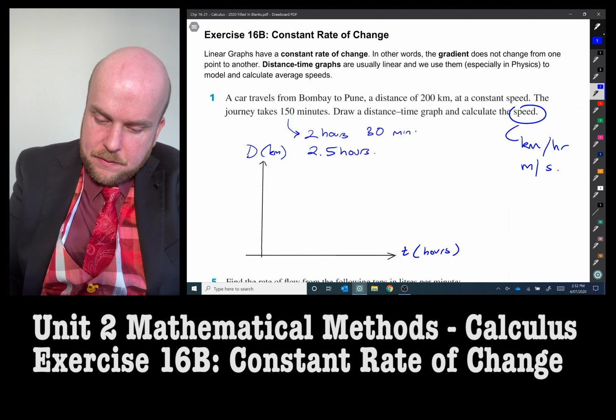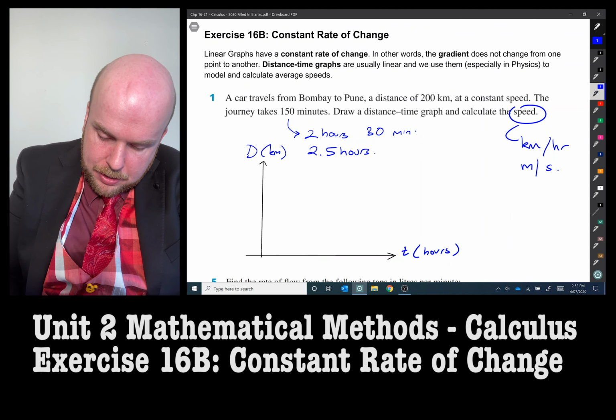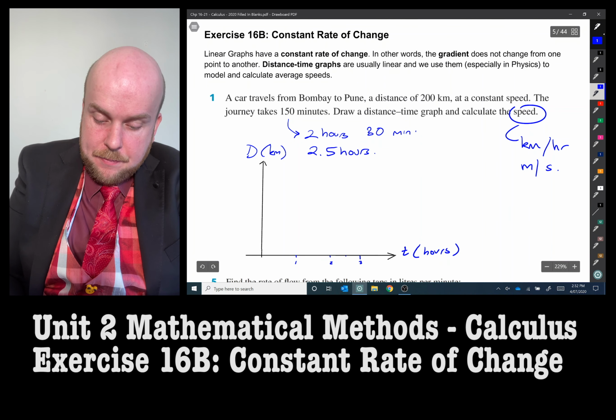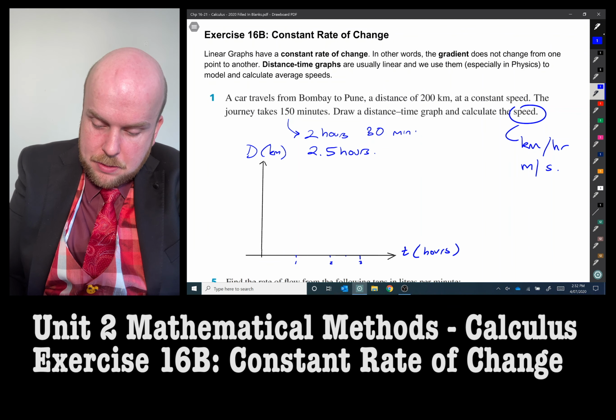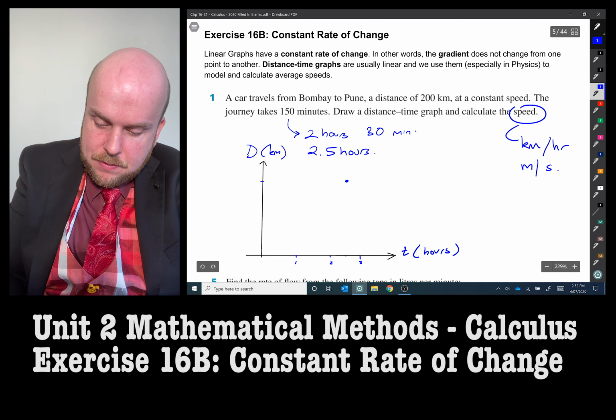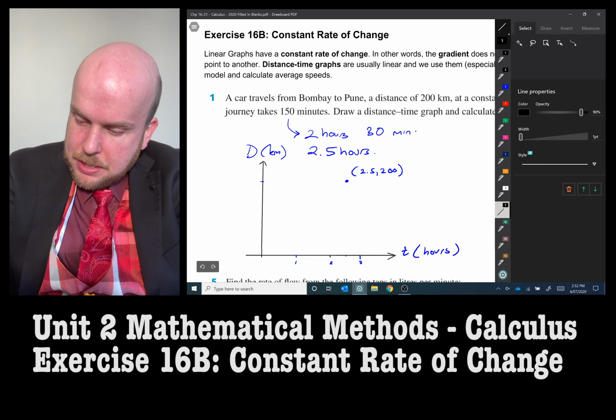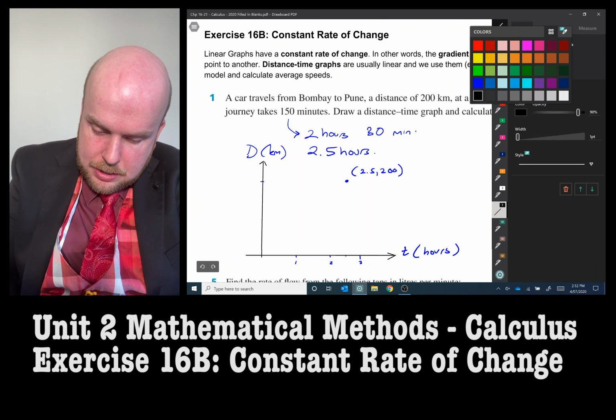So if it takes 2.5 hours, we'll call that 1 hour, call it 2 hours, that would be 3 hours, so it's going to be about here. I've only got 1 point to really worry about, so let's call that 200. So this is 2.5, 200. And we'll draw a nice line here. There we go.